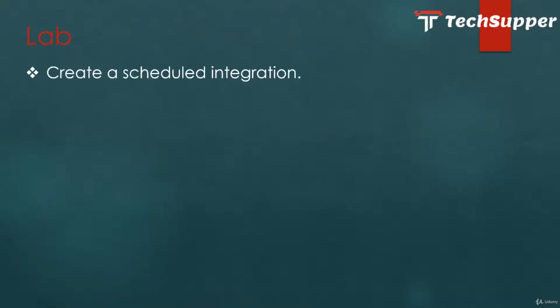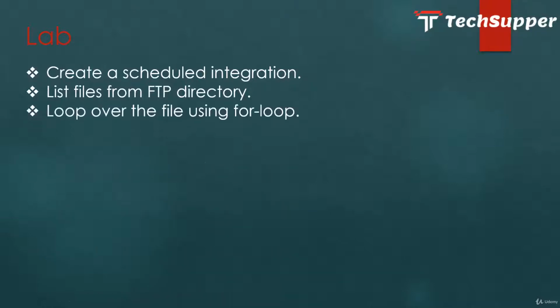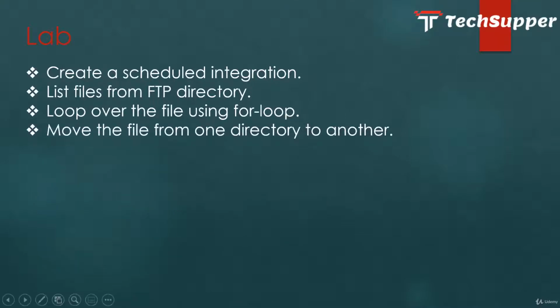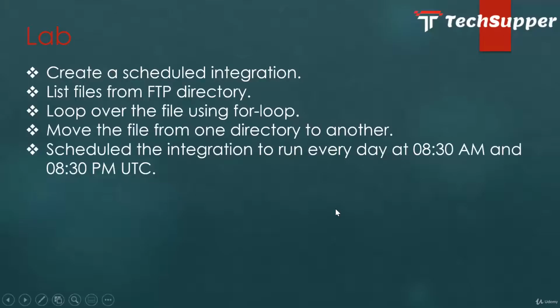So today in this video, we are going to create a lab where we will describe how we can create a schedule integration. From that schedule integration, we will use the FTP connection, and using that FTP connection, we will list all the files from a particular directory, and then we will loop over the files using a for loop, and then move the file from one directory to another. Once the integration is completed, we will schedule the integration to run every day at 8:30 a.m. and 8:30 p.m. UTC. So let's go ahead and try to create this schedule integration.